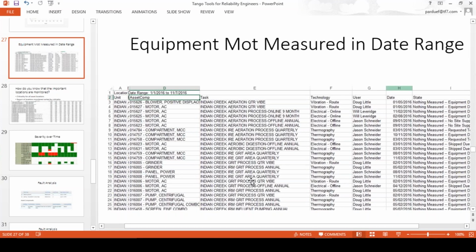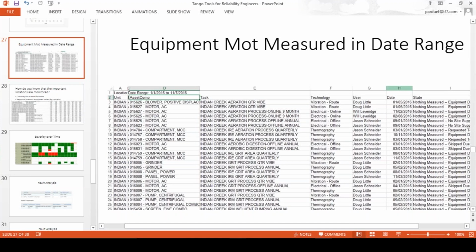And so these pieces of equipment on this report, and this is an Excel spreadsheet that I just took a cut of, these locations, these technologies have not been measured this year. And so you have to ask yourself, is it important? Is this a safety or a critical piece of equipment? It hadn't been measured in the last 9, 10 months. Do I need to do something special to get hold of this piece of equipment to do the monitoring I need to do on it?